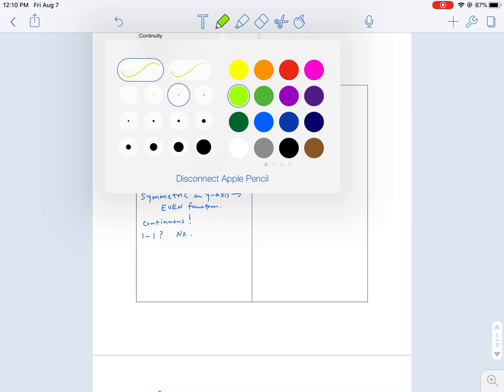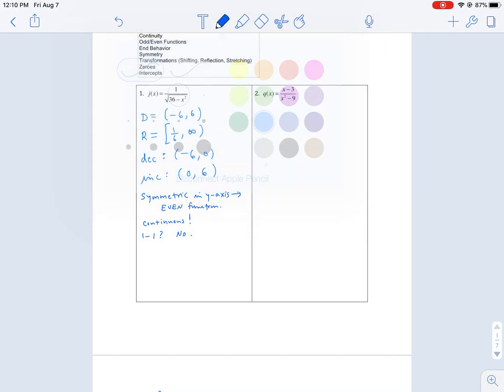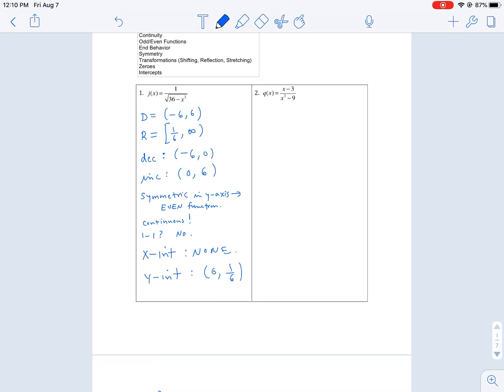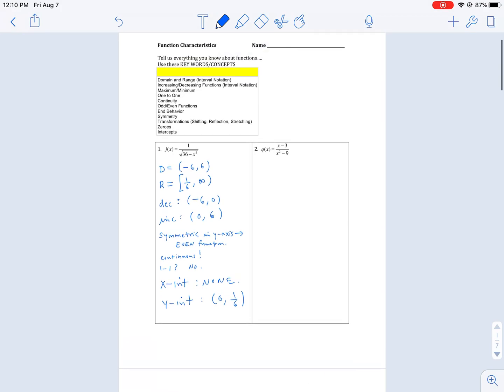Finally, are there any intercepts? Well, there's no x-intercept, so there's no zeros. And of course, do we have a y-intercept? Yeah, we do, 0, 1/6. So those are just a few of the features we can list for that function.